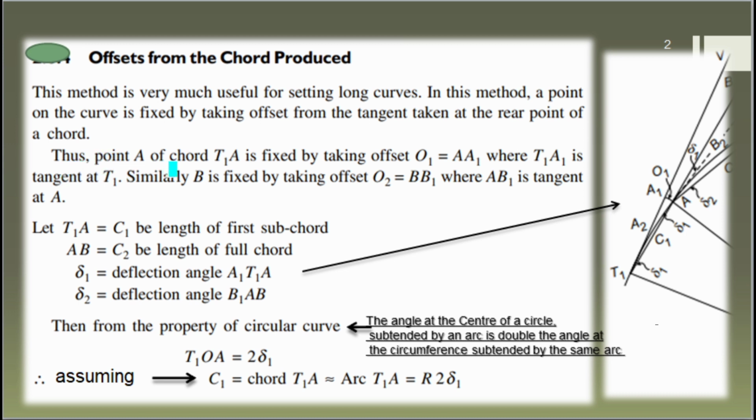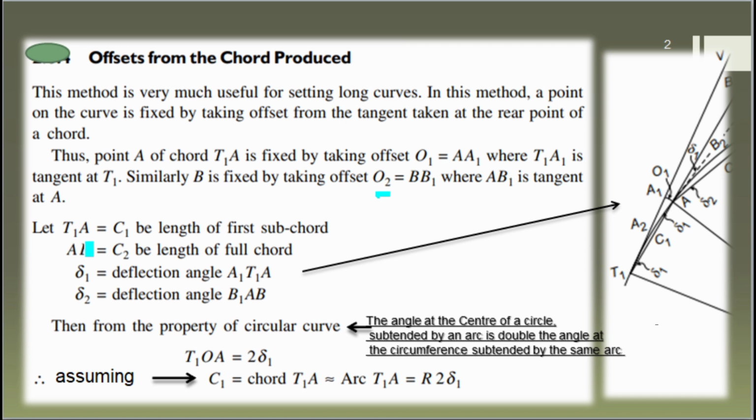So a point A of chord T1A is fixed by taking the offset as A A1. I've done a little illustration here, where T1 A1 is the tangent, this line here to T1. Similarly, B can be fixed by taking offset 2, B2, B1 and B. The same can be done, so this is just a continuous process. We'll tackle the first and the second, and the others will be repeated actions.